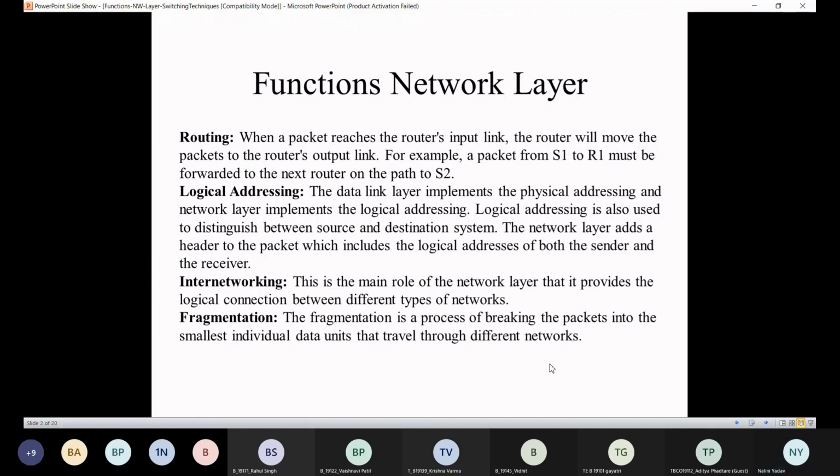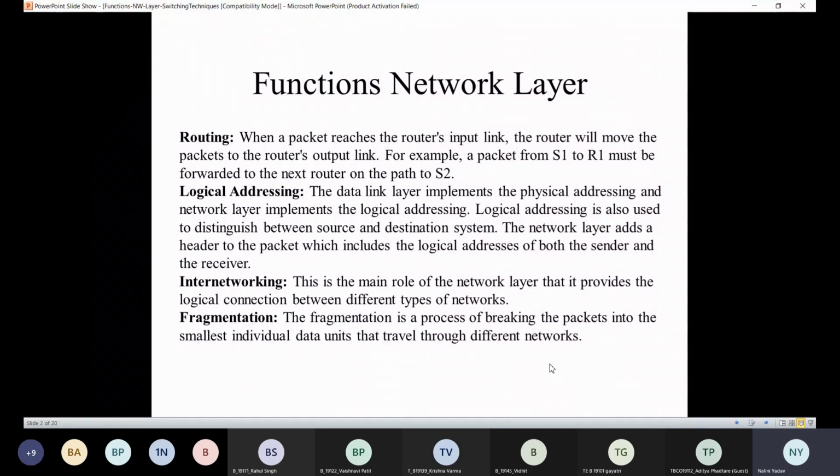that logical address of the source and destination is added in the header of the network layer. In internetworking, the main role of the network layer is to provide the connection between different types of networks. As I already said, the routers also have the network layer. So what do we get in internetworking? We get the visibility that all the devices or all the networks are connected to each other via the network layer. So that is my internetworking.